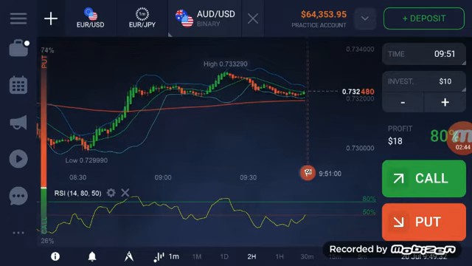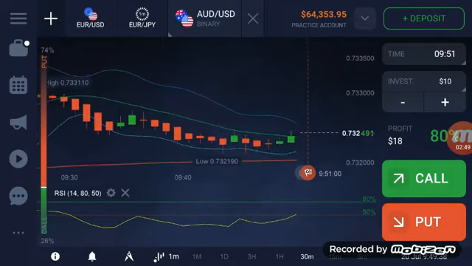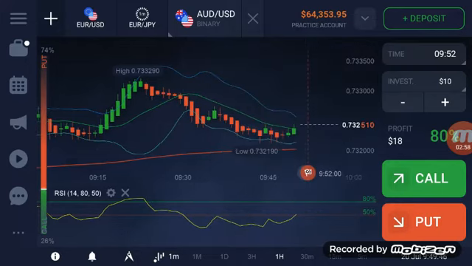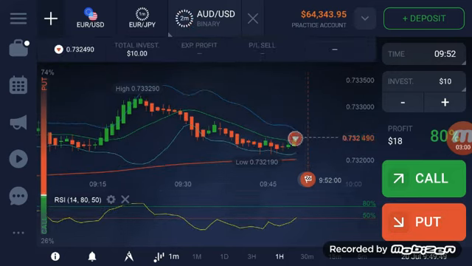Space has opened up. It doesn't look like it's gonna cross the 50, so I'm gonna go 52 down, because it doesn't look like it's gonna cross the 50. When I say cross the 50, I mean the RSI line. It looked like it was going to bounce off of it. That's why I went to the put trade there.